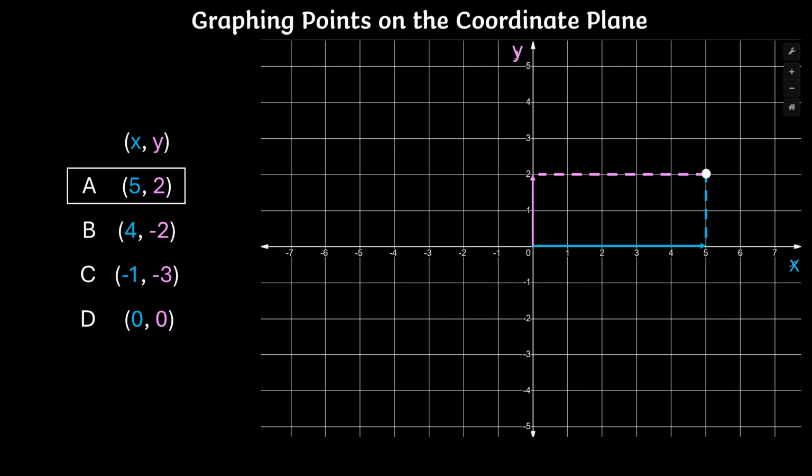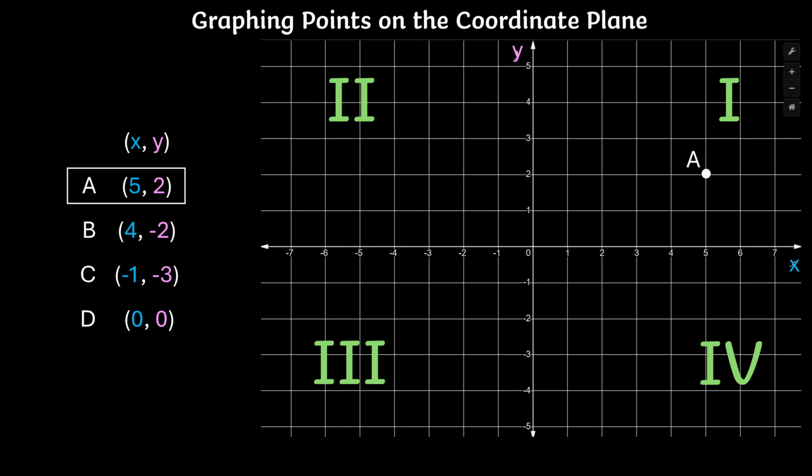Now that the point is graphed, let's remove the blue and pink lines. The lines aren't part of our graph or part of the answer, but they helped us visualize what happens when we graph an ordered pair. After the point is plotted on the graph, we can label it point A. Because the ordered pair contains two positive numbers, it's in the first quadrant.